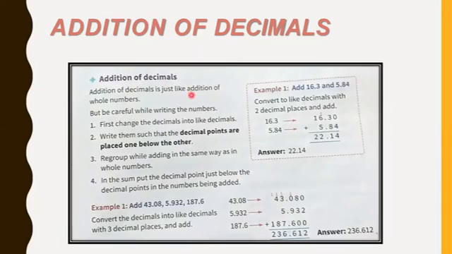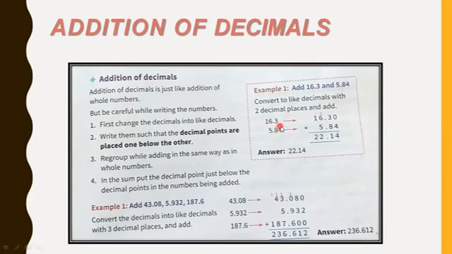So how will you add the decimals? Addition of decimals is just like addition of whole numbers, but be careful while writing the numbers. First, change the decimals into like decimals. See here, example: add 16.3 and 5.84. Convert to like decimals with two decimal places and add.